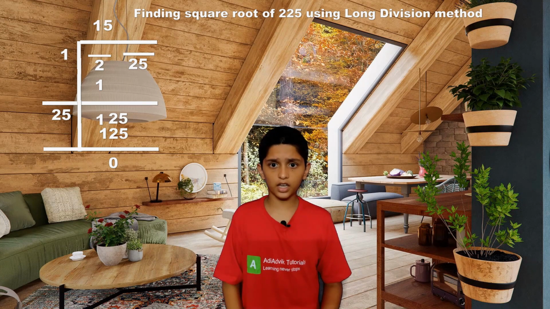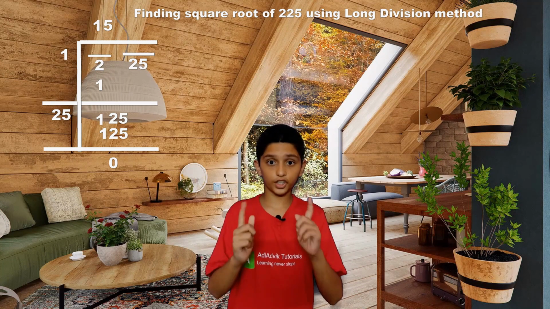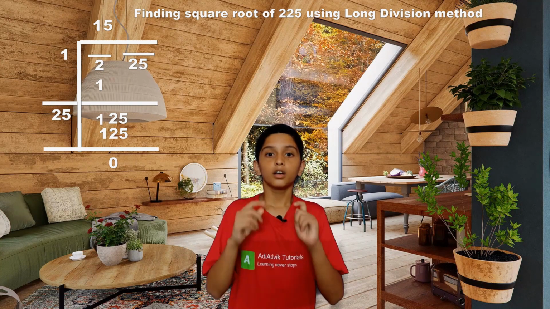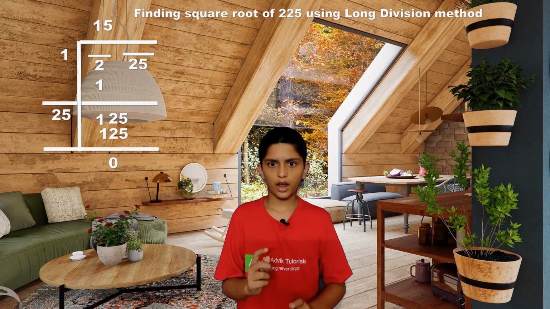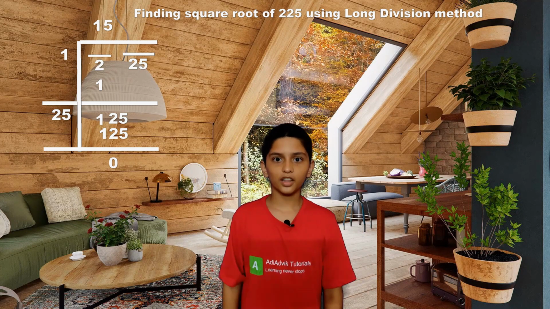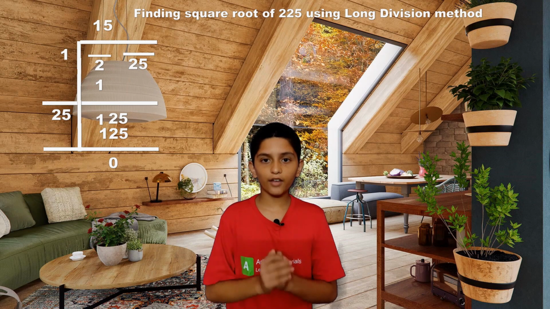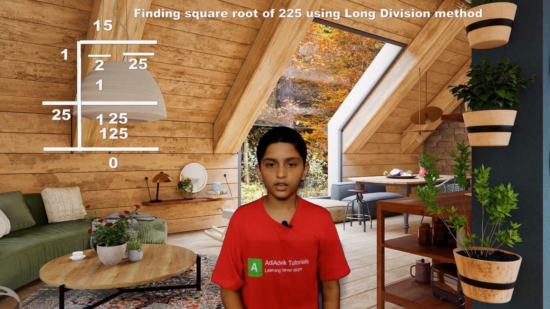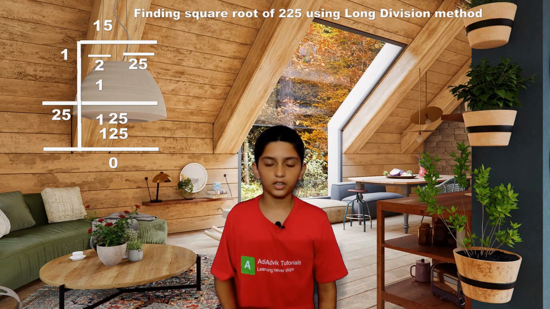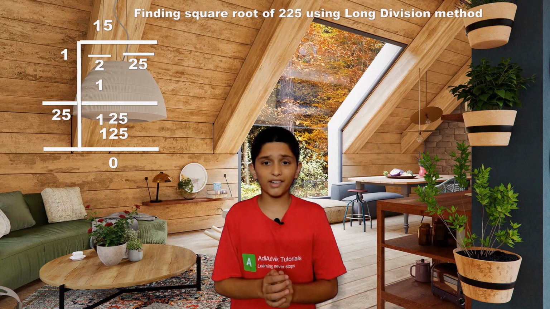When your remainder is 0, you should look at the quotient. That will be your square root. And as you can see, the square root of 225 is 15, which is correct. Now we have succeeded in using the long division method. Easy, right? It's very easy. And you know how to find a square. You should just multiply it.